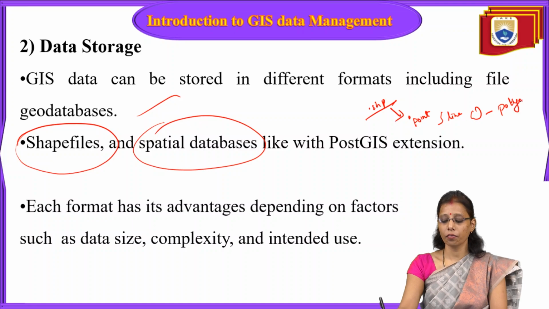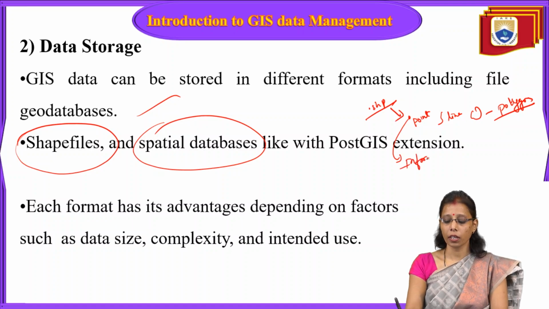All the spatial information is saved in the form of point, line, and polygon. So why is it called a shapefile? Because along with the shape, it has information. That's why we call it a shapefile. So the shape is a point. That is the spatial part. So this shape is spatial.